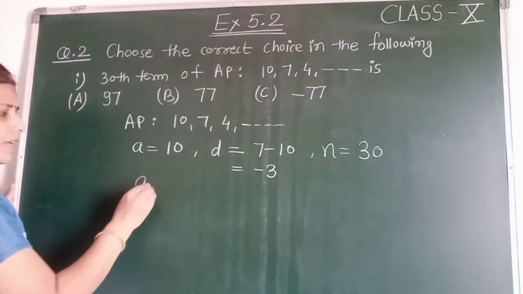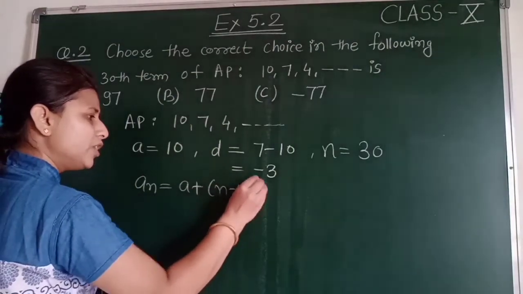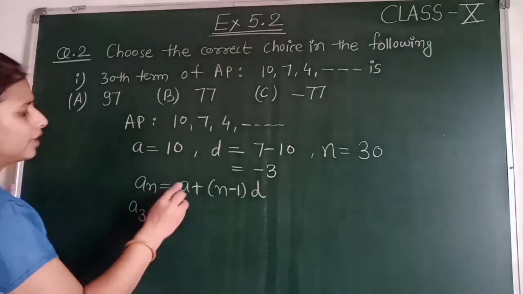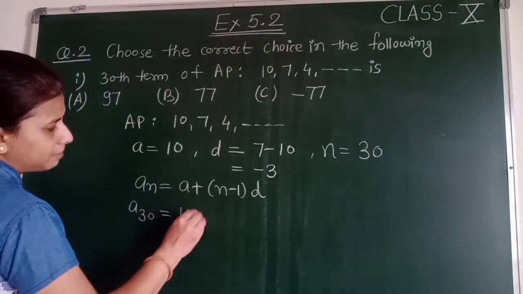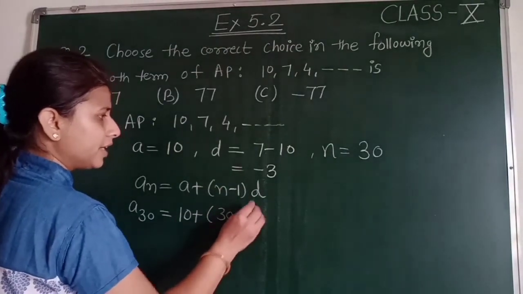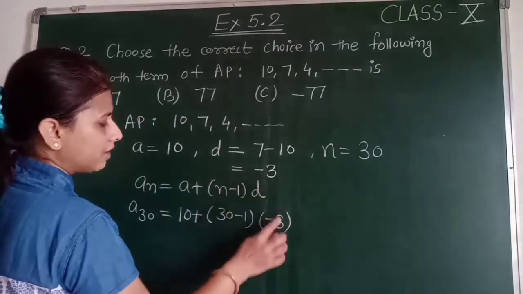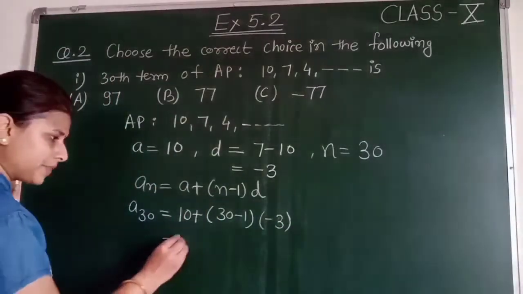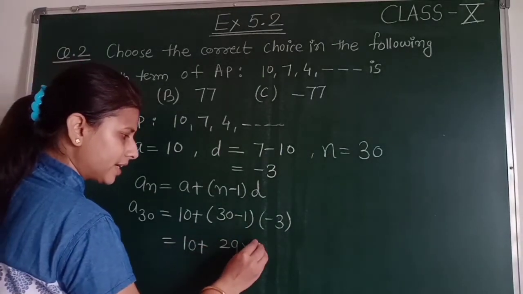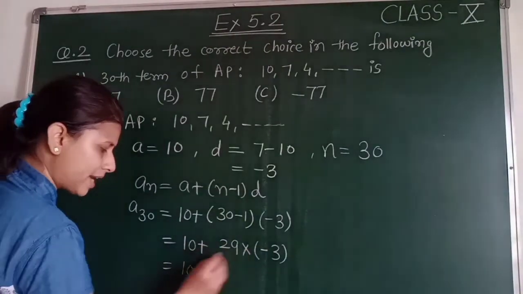And we will use the same formula, AN equals A plus N minus 1 into D. Then we will substitute the values. A30 equals, the value of A is 10, plus the value of N is 30, minus 1, into D, which means minus 3. We will use a bracket here because the value of D is negative. 10 plus, as it is, 30 minus 1, which means 29, 29 into minus 3. 10 plus minus minus.